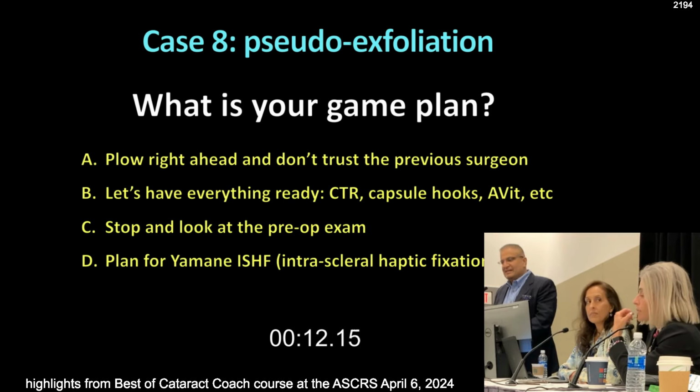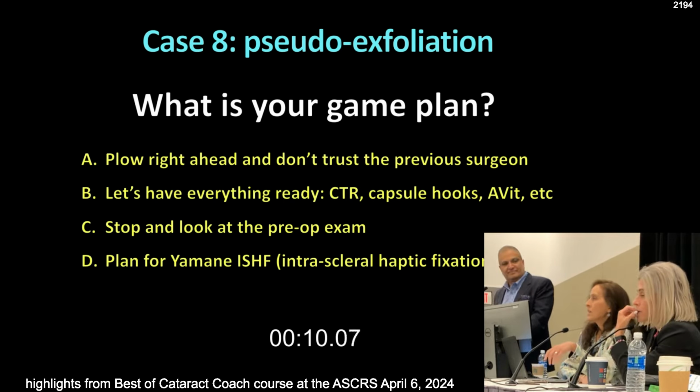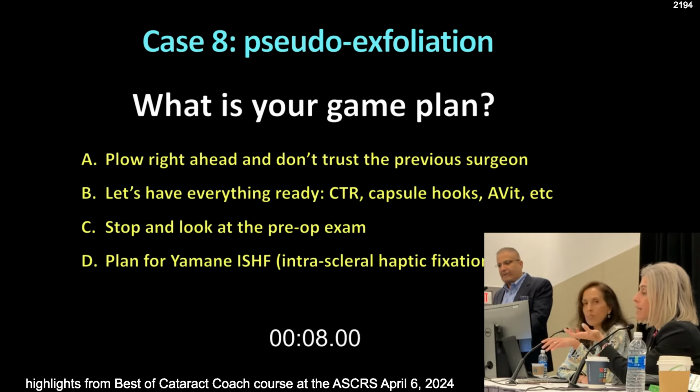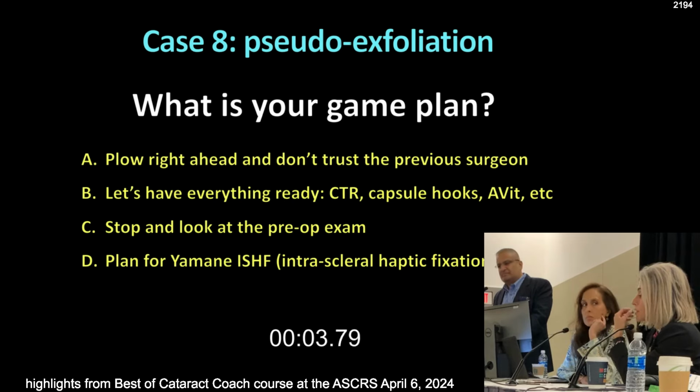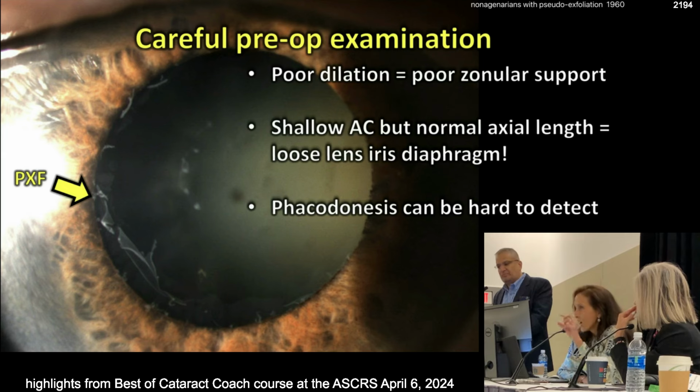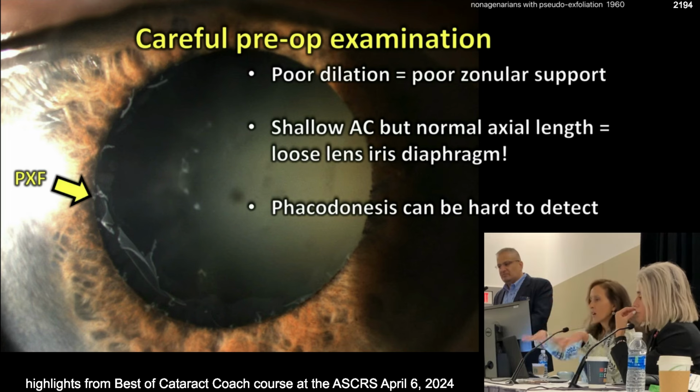What was the axial length? Normal, 23. Okay, 23 millimeter axial length. I would do B. I'd have everything ready to go, but know that you're going to run into issues. Yeah, maybe. When your AC depth is shallow with your biometry, and then you go into the eye and it gets much deeper, the zonules are a bit loose.